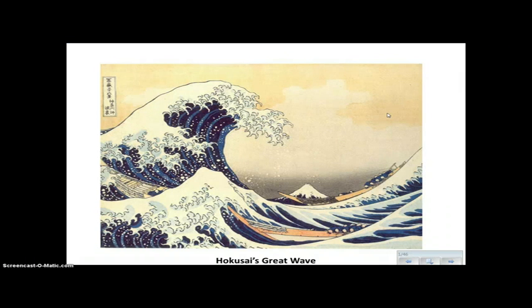Tsunamis have been part of Japan's history. They are even in artwork created over 200 years ago. Hokusai, here's one of his most famous paintings, The Great Wave, and of course in the background you see Mount Fuji.